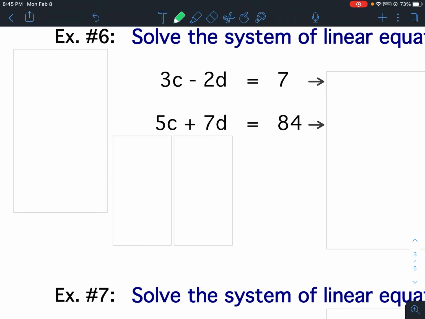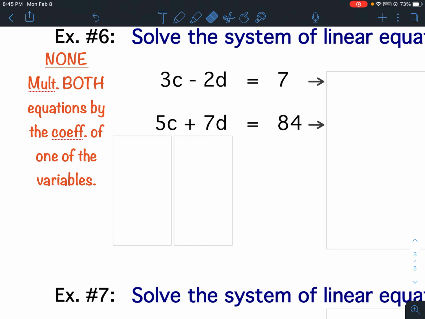If you want to see if you have multiples, divide the larger number by the smaller number. 5 divided by 3 doesn't divide evenly, not multiples. 7 divided by 2 doesn't divide evenly, not multiples. Therefore, this is one of the none of the above. Since it's none, you have to multiply both equations by the coefficient of one of the variables.